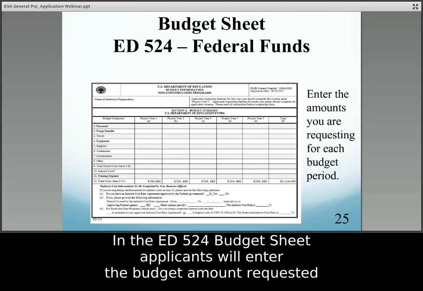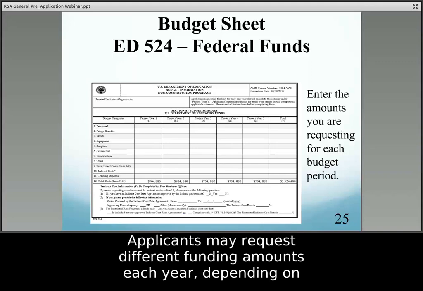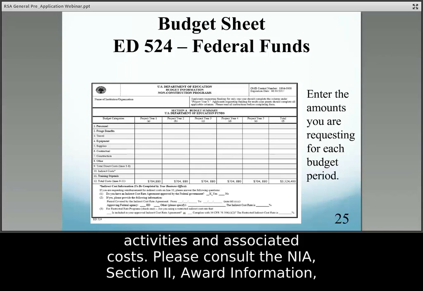In the Ed 524 budget sheet, applicants will enter the budget amount requested each year of the project for a total of no more than 5 years. Applicants may request different funding amounts each year depending on activities and associated costs.